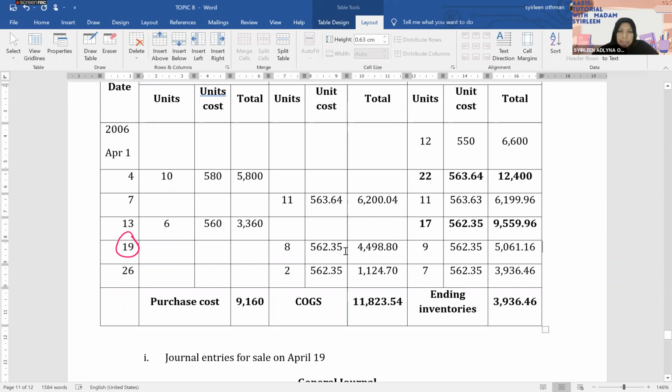Okay, ini harga seunit dan ini ialah the selling cost. Okay, this is actually your COGS tau. Alright. Okay, so kita ada balance sampai 51 sampai RM5,616. Okay, so sekarang we are doing this part untuk journal.